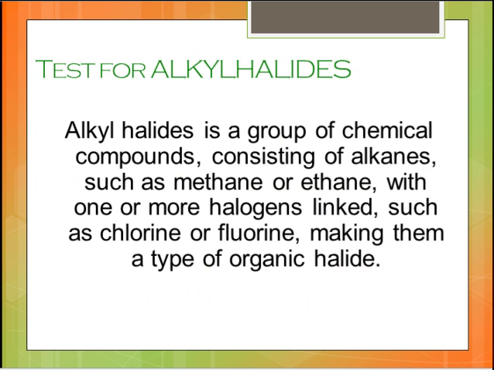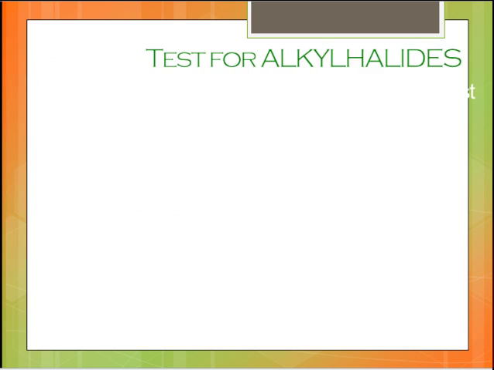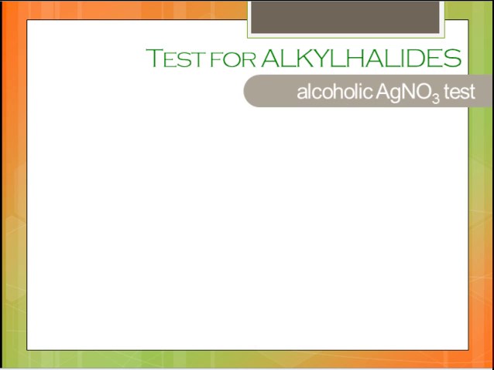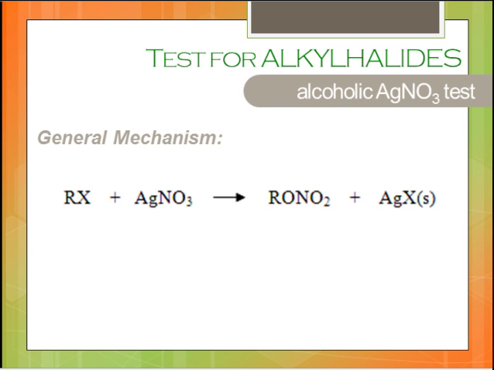Here we define alkyl halides as a group of chemical compounds consisting of alkanes with halogens bonded to them, making them organic halides. This is the general mechanism for the experiment performed. An alkyl halide is combined with silver nitrate. The halogen is simply replaced with the nitro group from the silver nitrate, and the halogen takes the place of the leaving group. Thus, the result is an organonitrate and a silver halide.